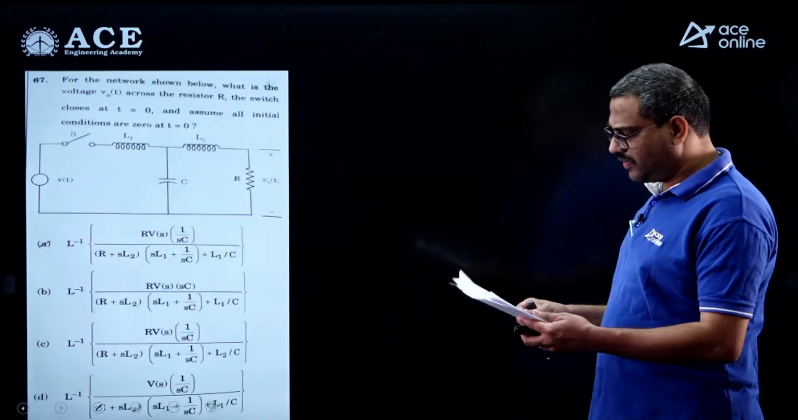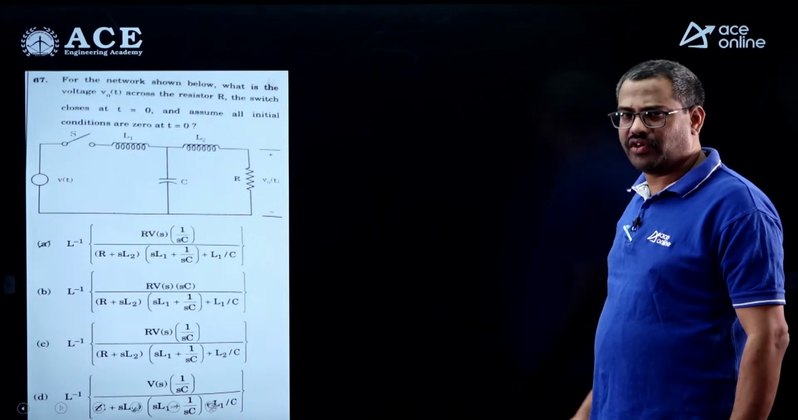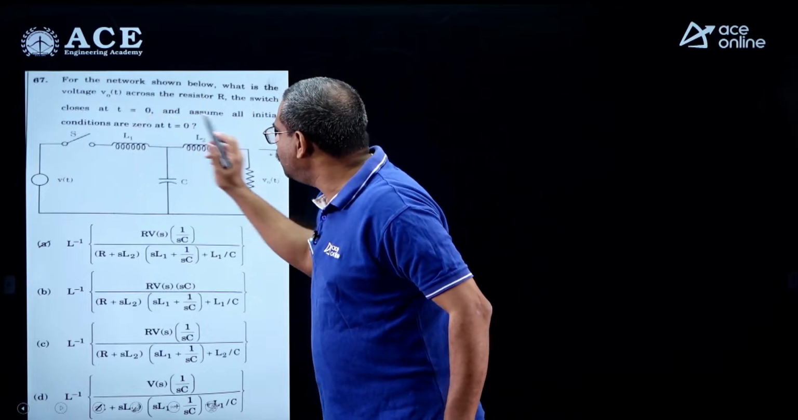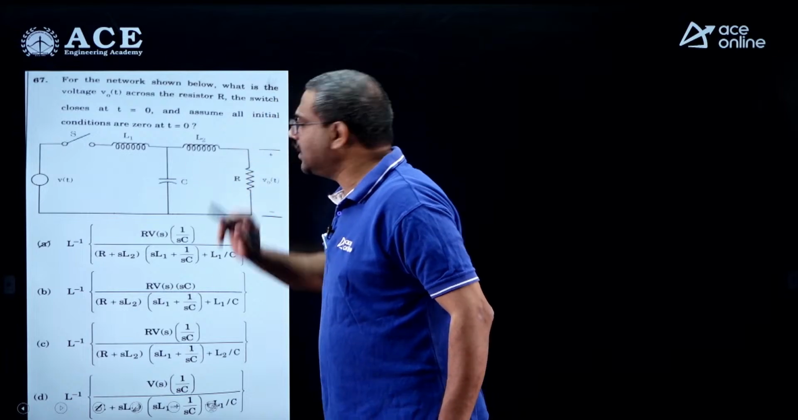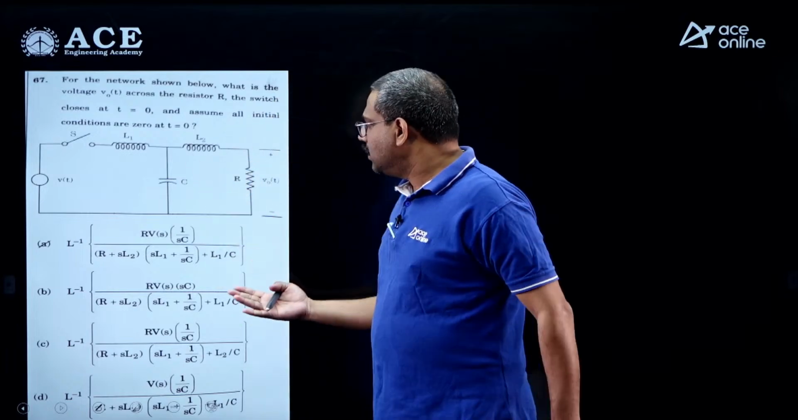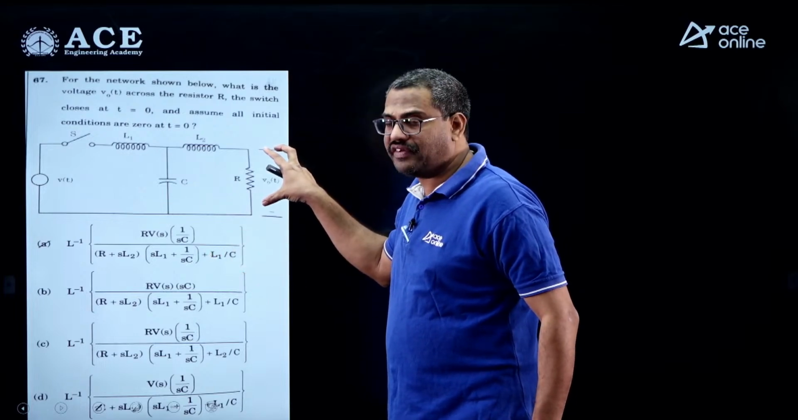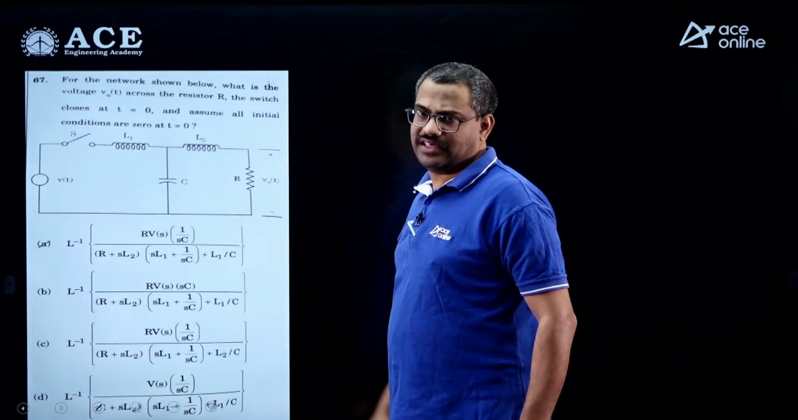Now let us go to, now this is one of the most challenging problems you can expect. It is like a derivation, sir, unfortunately. Now he is asking for the network shown, what is the voltage V of t across the resistor? The switch closes at t equal to 0 and assume all initial conditions are 0. So here we know in Laplace transform, first find VO of S and VO of t will be inverse Laplace of VO of S. Now that is the challenge here.